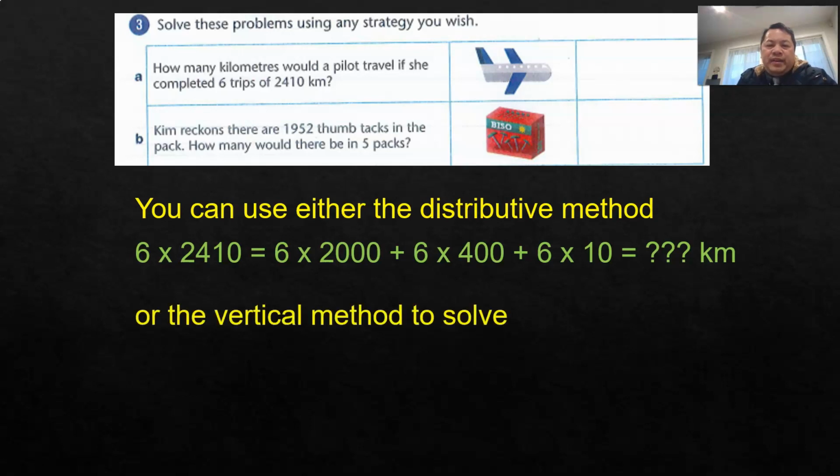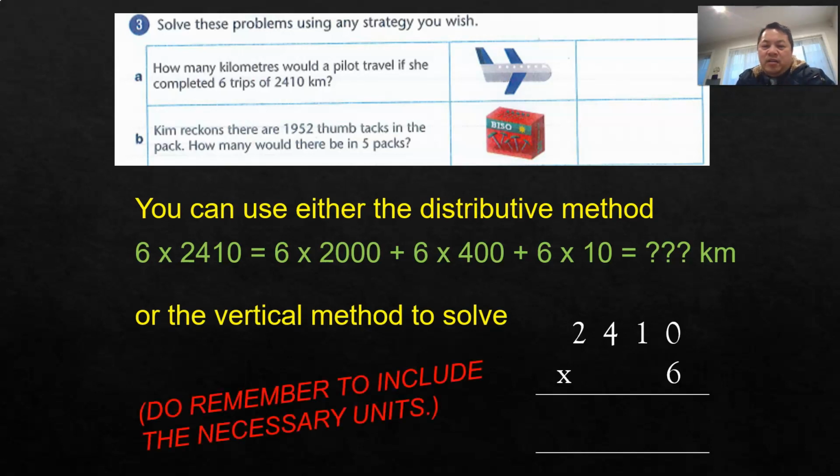And for the vertical method, which we went through just now, just need to work it out and get the answer. Do remember to include the necessary units. You know Mr. Leong is very strict with that. So just remember to include your units in the answer space.